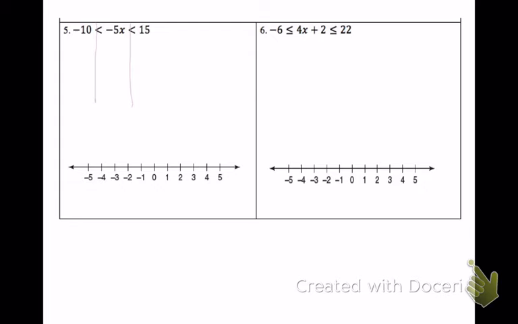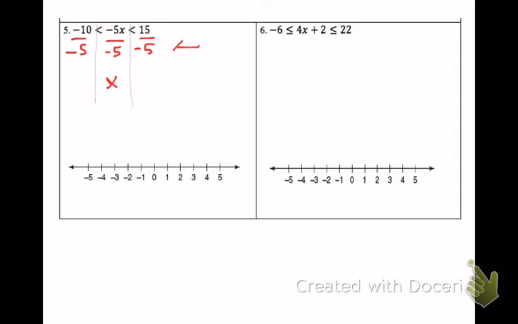So I want to get the x by itself, which is that middle piece. So I'm going to get rid of the -5 next to the x by doing division on all 3 of these. And I divide by -5 all the way across. So I'm left with x.